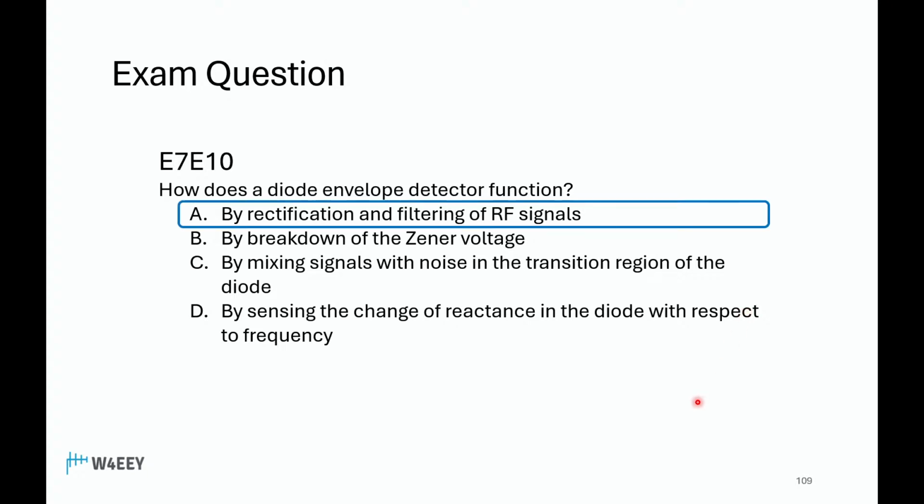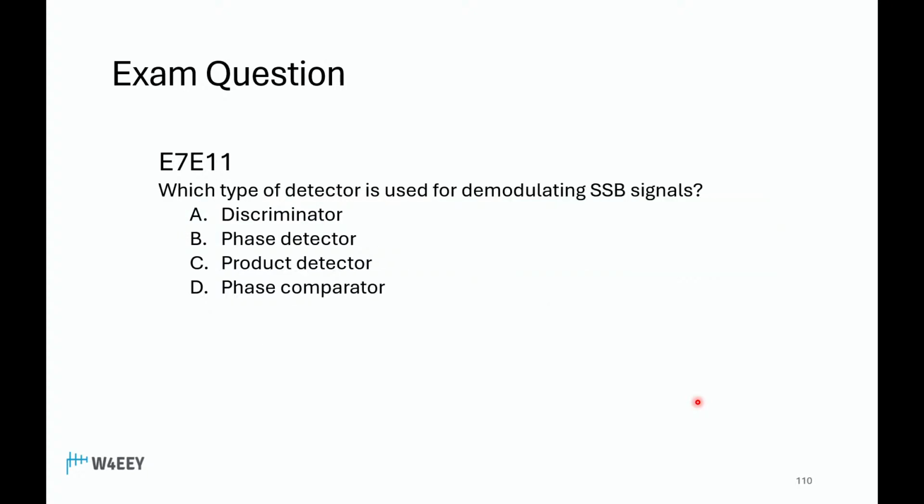Alpha. It is alpha, right? That would be for detecting an AM signal. What type of detector is used for demodulating single sideband? Charlie. It is Charlie. It's the product detector. That's why I did the summary slides to kind of reinforce that.